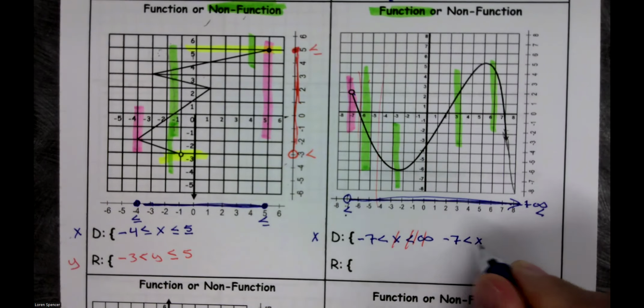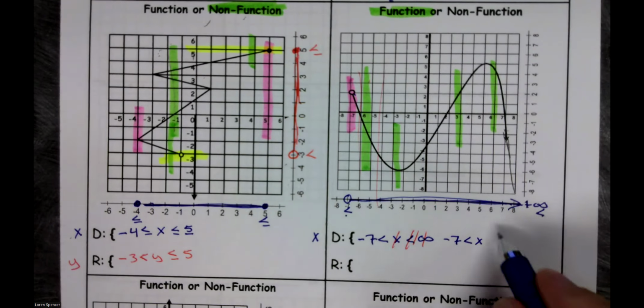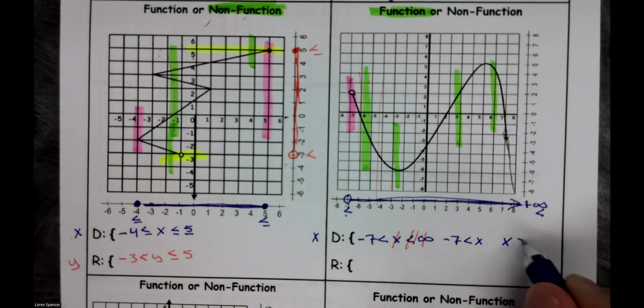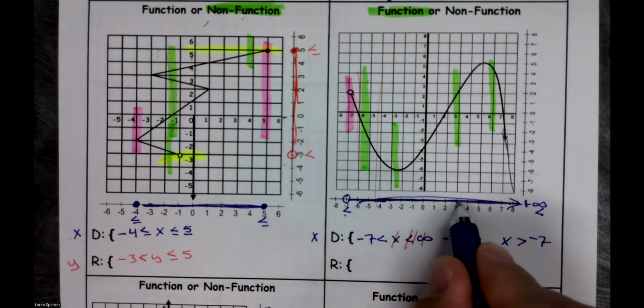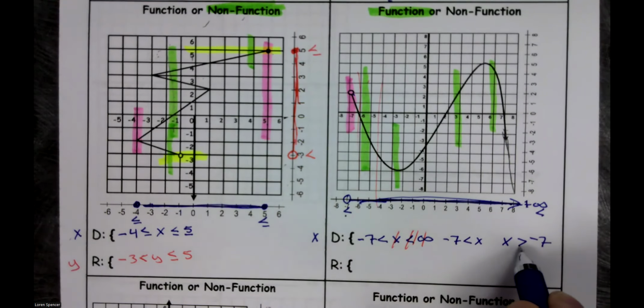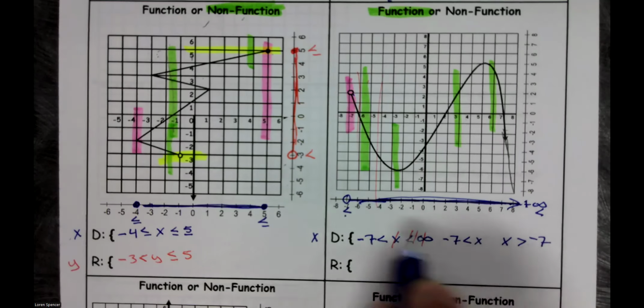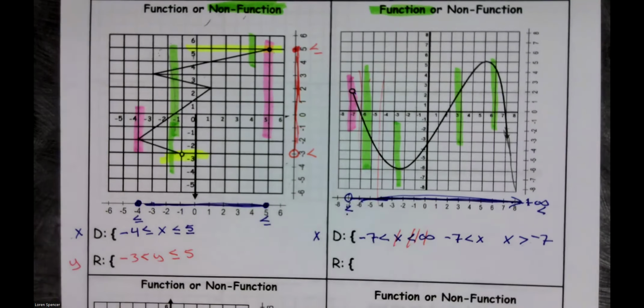-7 less than x. We need to flip this so that the variable's on the left, and we have x is greater than -7, and that matches our graph because our graph is showing that it's any value or all real numbers greater than -7. Can't be smaller than -7. It has to be bigger than -7.